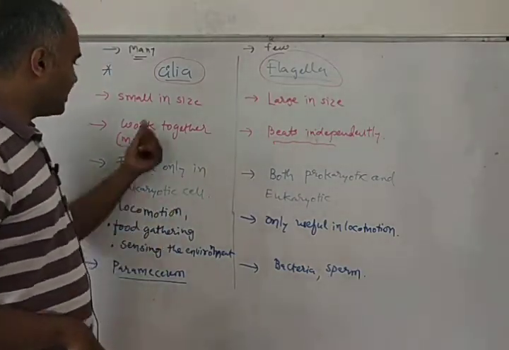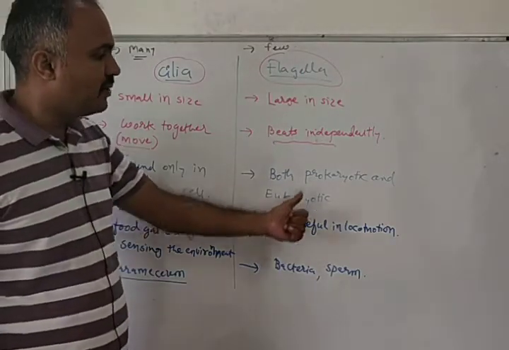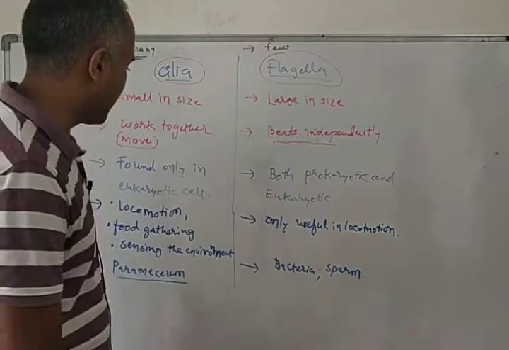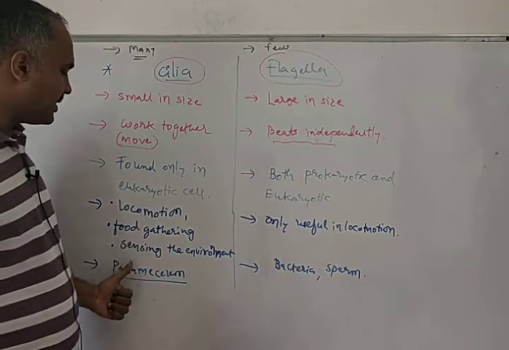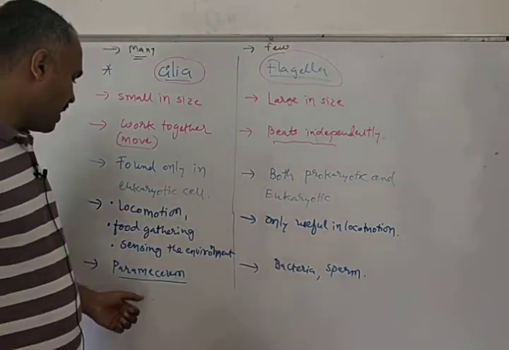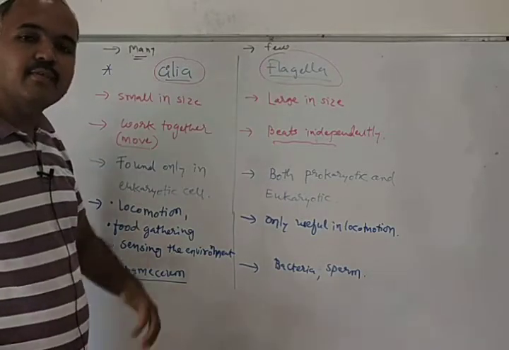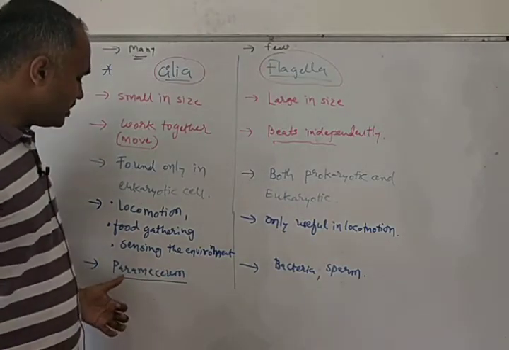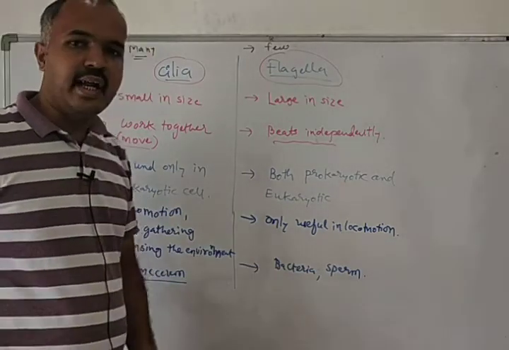We also said that cilia are mostly found in eukaryotic cells, whereas flagella are found in both eukaryotic and prokaryotic cells. Cilia are useful in locomotion, food gathering and sensing of the environment, whereas flagella are useful in locomotion. Cilia are many in number and flagella are few in number. Cilia are found in paramecium, and flagella are found in bacteria and sperm.